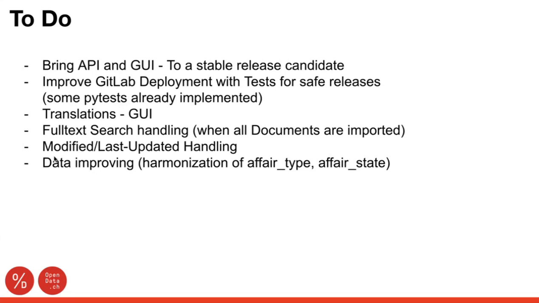As mentioned, the full text search is something I would like to do. All the modified and last updated handling. At the moment, it's quite difficult, so you cannot search for changes, or not really in a good way, in the sense of what has changed at the entity or the affair or all the related stuff. And as mentioned, the data improvement, which is more the harmonization stuff, which also goes on the side of the ECH group.